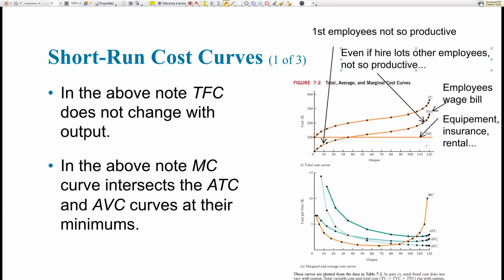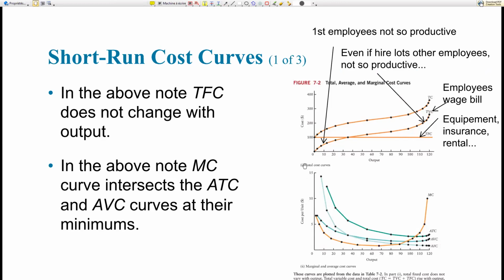So you see, it's the same story, just in terms of cost rather than in terms of marginal product. And then what is the total cost? Well, the total cost is the addition of this total fixed cost and this total variable cost. So you get this total cost curve here.